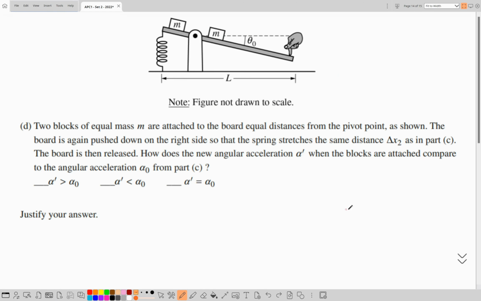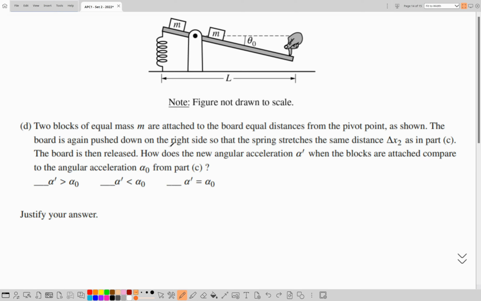Now the final part D: two blocks of equal mass m are attached to the board, equal distances from the pivot point as shown. Then we have added these two masses. The board is again pushed down on the right side so that the spring stretches the same distance delta x2 as in part C. The board is then released. How does the new angular acceleration alpha prime, once the blocks are attached, compare to the angular acceleration alpha 0 from part C? Now the thing is that there is no penalty for trying your luck and choosing one of the answers, okay? But here, because we have done something to the system, it might be alpha prime is equal to alpha 0.